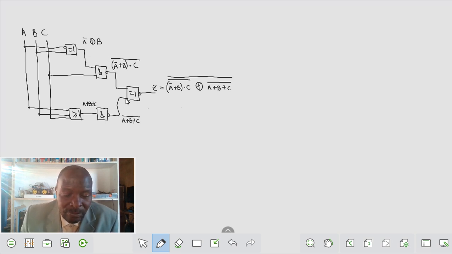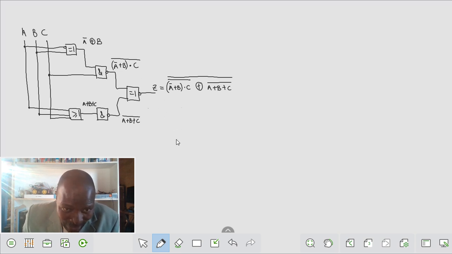You could, however, be given this and be asked to work out the circuit diagram. What you then do is you have to start in there and go backwards. You could also be asked to simplify this. You may find that some of these cases are not even necessary. But before I do that, there's something else.